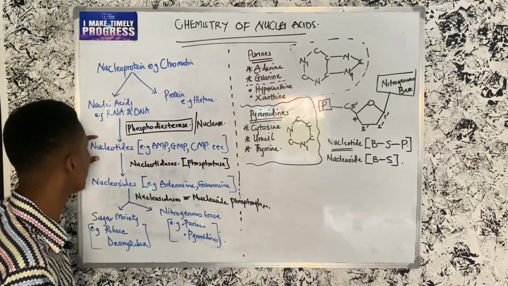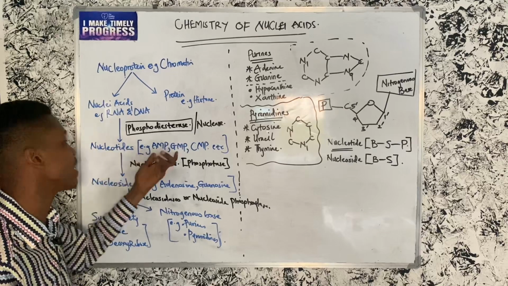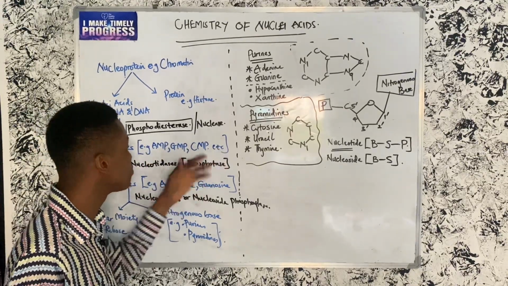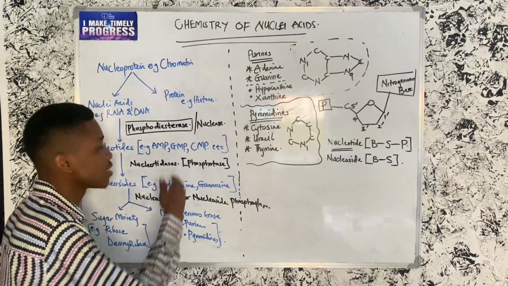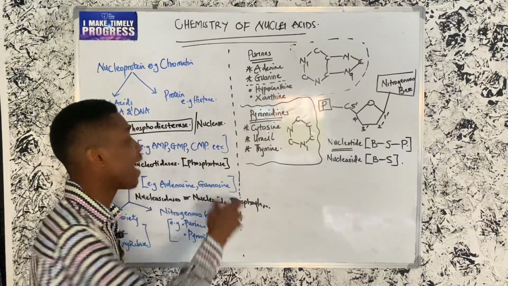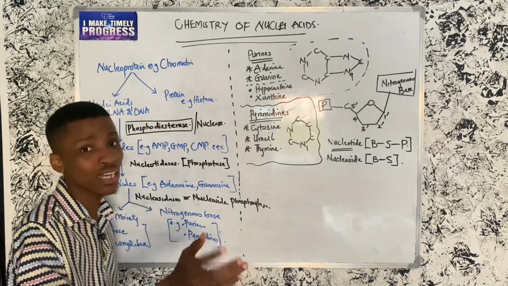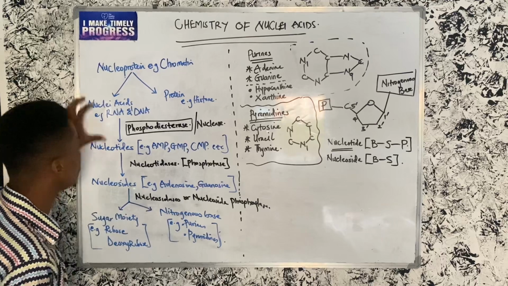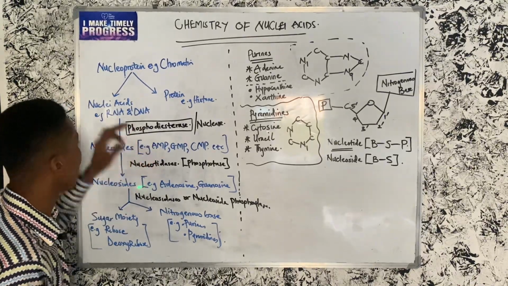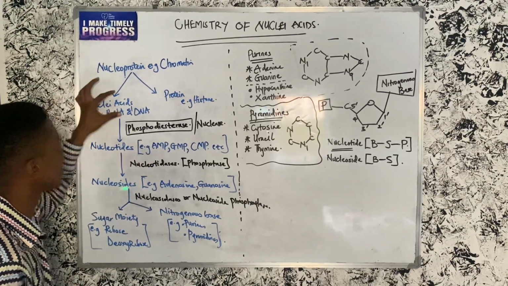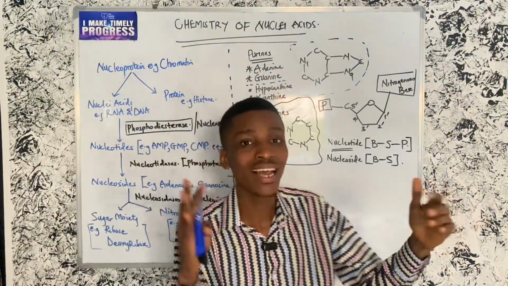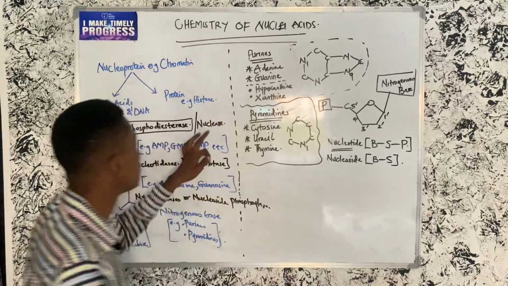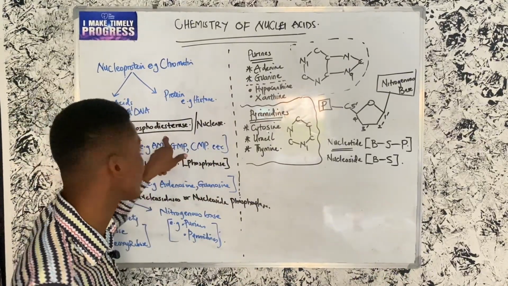Now, additionally, the nucleotides can either be AMP, that is adenosine monophosphate, GMP, guanosine monophosphate, CMP, cytidine monophosphate, and others like uridine monophosphate and even thymidine monophosphate. For now, just know that no matter the nucleotide I'm forming, how did I get them? Nucleic acid was made up of numerous nucleotides linked by a phosphodiester bond. So what I use to break it is a nuclease or a phosphodiesterase.